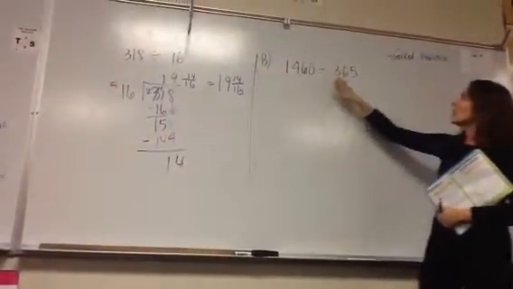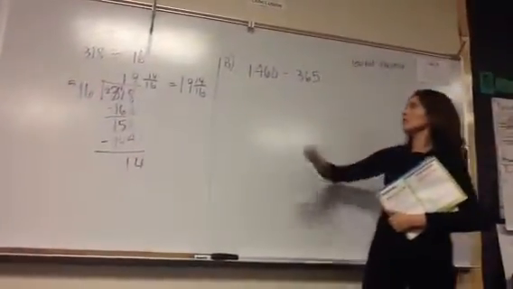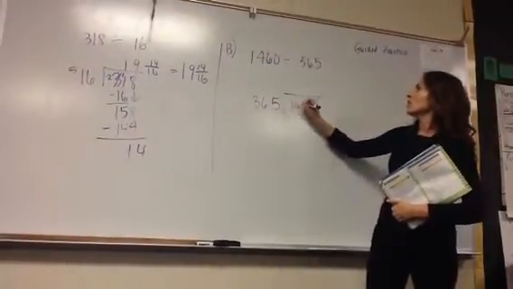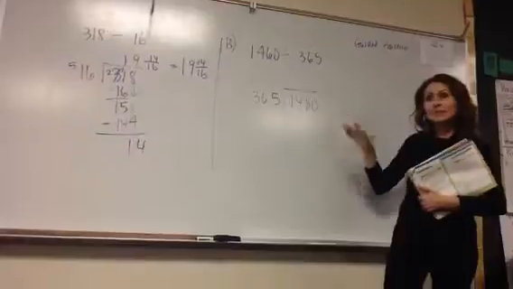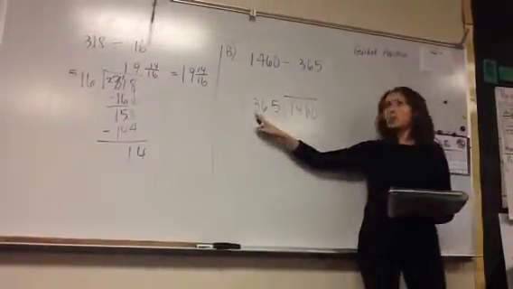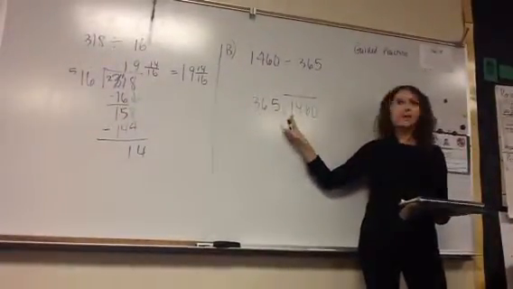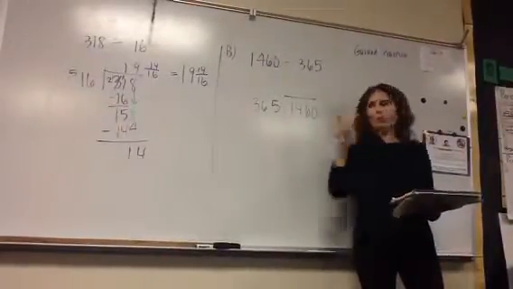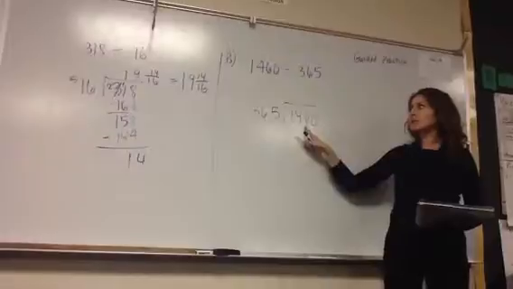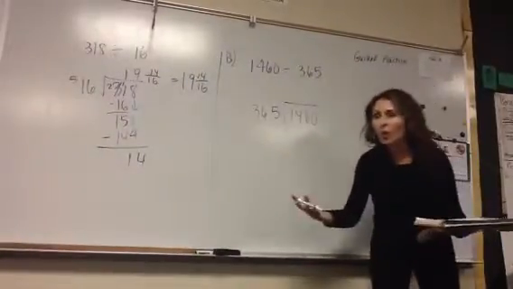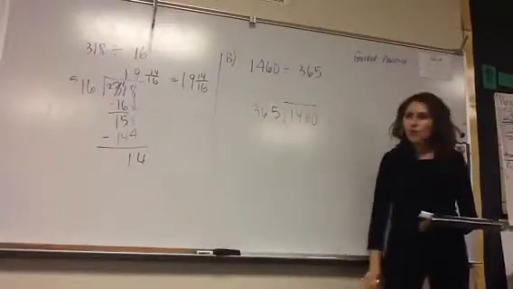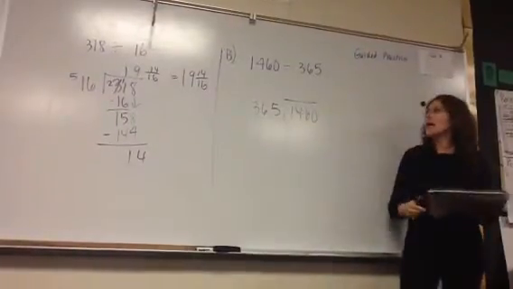Let's do one with 3 digits as a divisor. Here we have 365 going into 1460, sorry. And you go, does 365 go into 1? No. Does it go into 14? Nope. Does it go into 146? No. Oh my gosh, I'm going to the last number. Does 365 go into 1,460? Yes, it does. How many times?